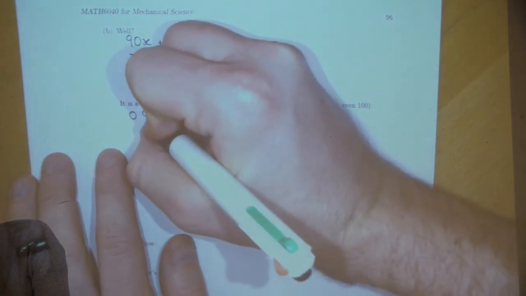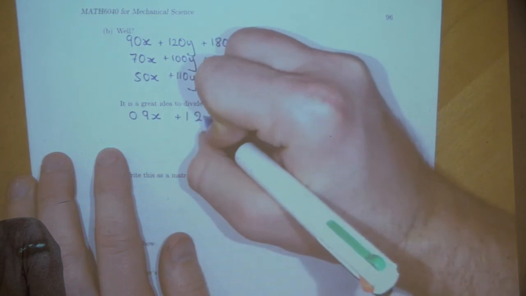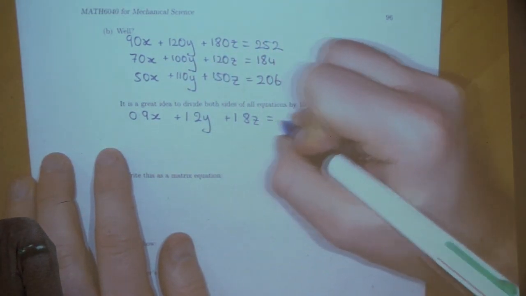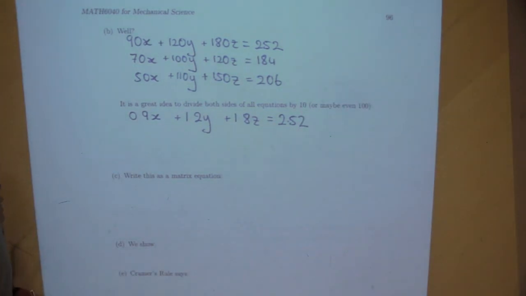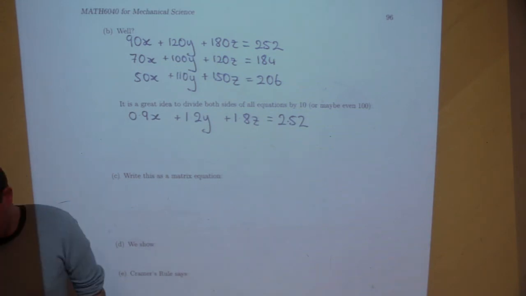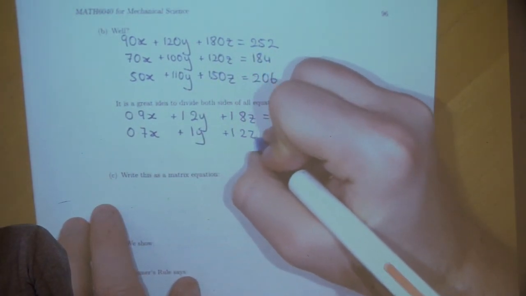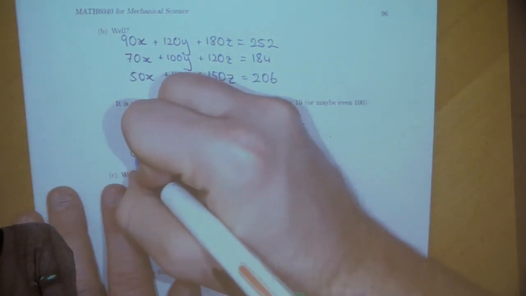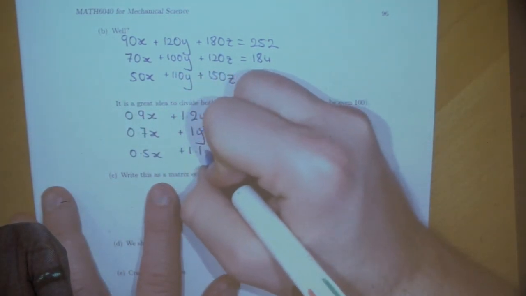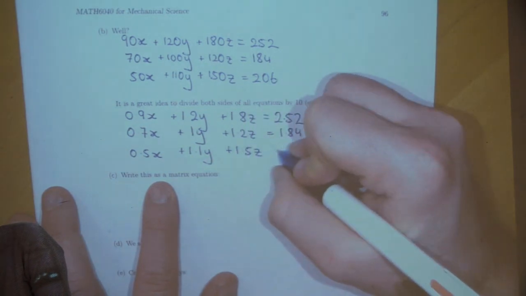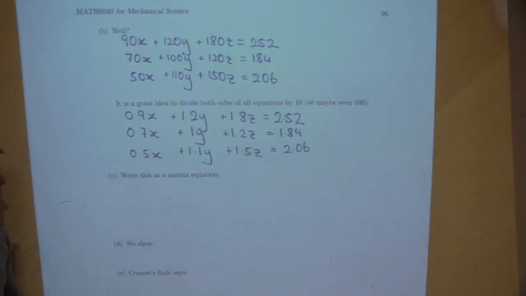So you're getting 0.9x, you don't have to do this, but it's a good idea, plus 1.2y plus 1.8z equal to 2.52. Then 0.7x plus 1y plus 1.2z equal to 1.84, and finally 0.5x plus 1.1y plus 1.5z equals 2.06. Simultaneous equations in 3 unknowns. You're more likely to see this with forces or something like that, or a little later curve fitting, or other things as well. So that's part B, write down 3 equations in x, y, z to form a linear system.